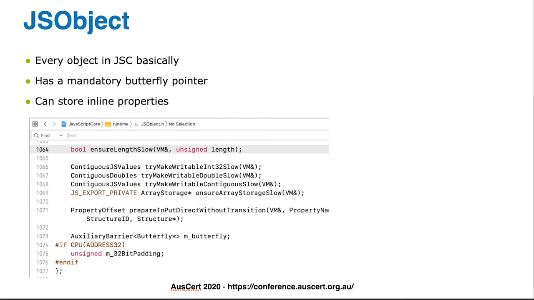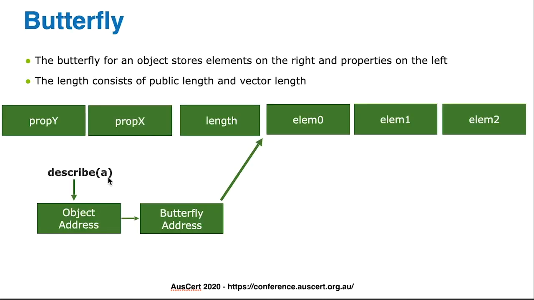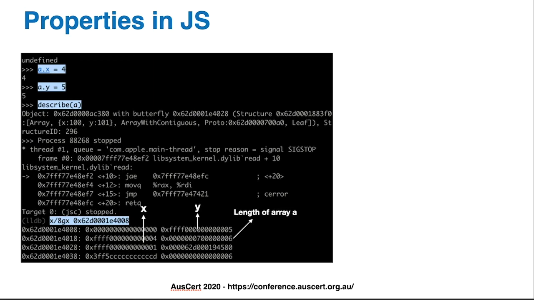Every object in JavaScriptCore is a JSObject in a way. It has a mandatory butterfly pointer and can also store inline properties. As we discussed before, we can use the describe function to find out the address of an object. Just next to it lies the butterfly address, which points to a memory region. To the right of the memory region are the elements, and to the left are the properties. Just before the properties, you have something called the length, which stores the public and the vector length of the object.